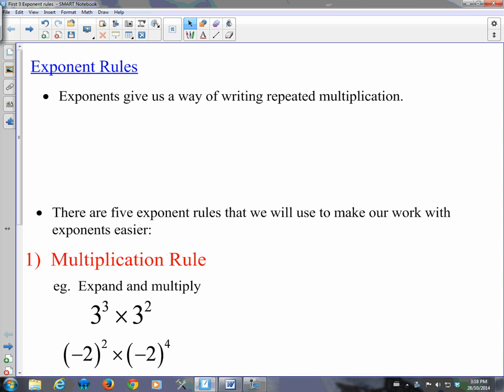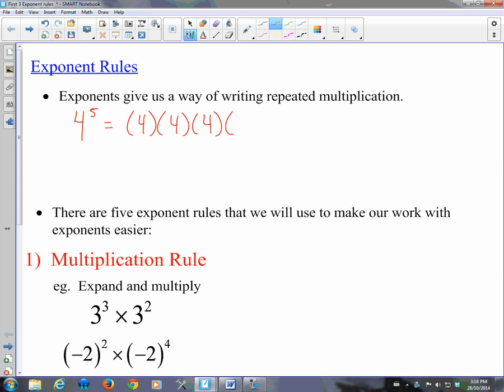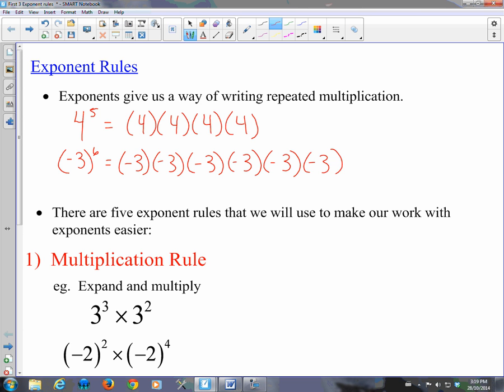Okay, here we are, Unit 4, Lesson 1, Exponent Rules Review. So exponents give us a way of writing repeated multiplication. If we had 4 to the exponent 5, it would mean 4 times itself 5 times. Or if I had -3 to the exponent 6, it would mean -3 times itself 6 times. It's a way to shorten some multiplication, so it gives us a shortcut.